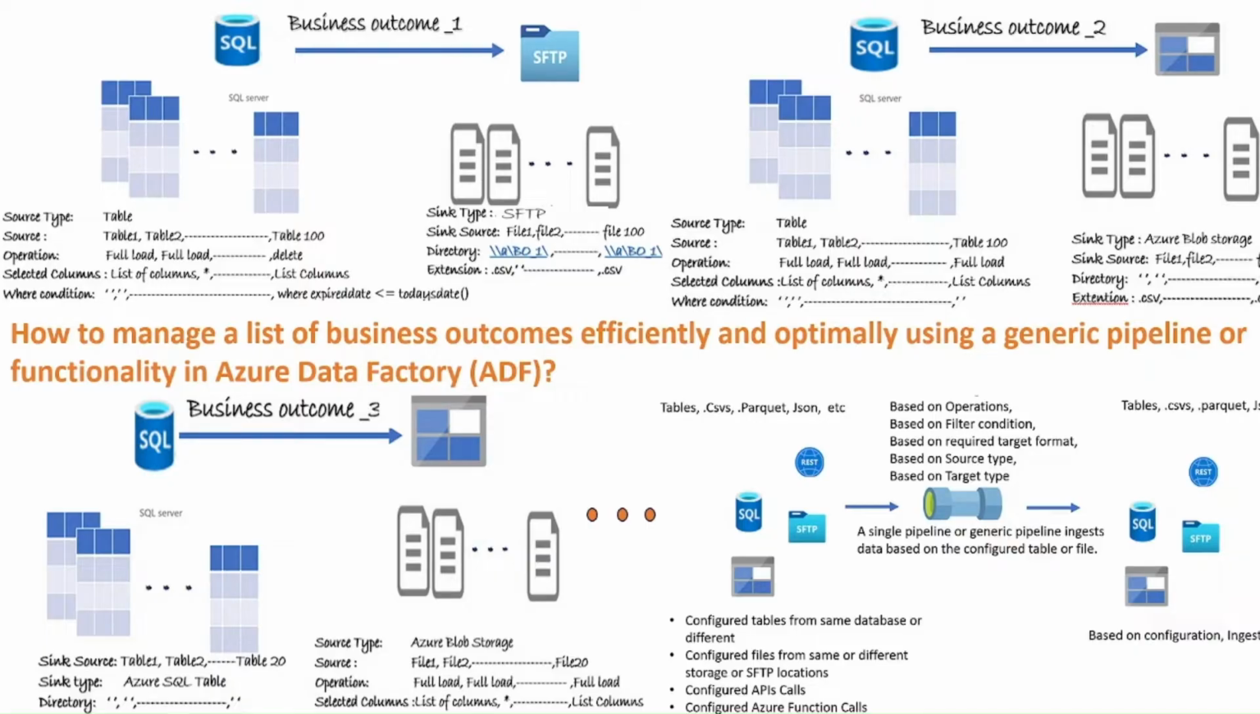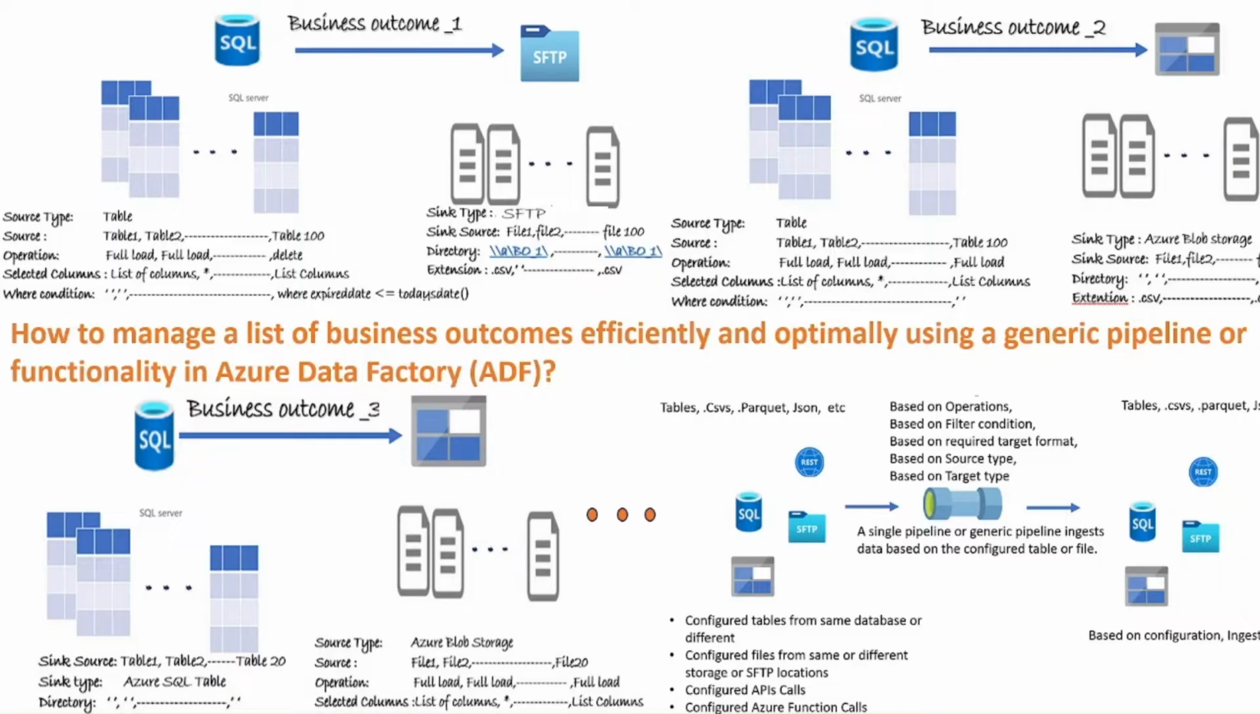So how do we manage a list of business outcomes like this efficiently and optimally using a generic pipeline or generic functionality in Azure Data Factory? That is today's topic. We will see a demo for that, and the same idea applies in Azure Synapse Analytics, and you can use it for Microsoft Fabric as well.